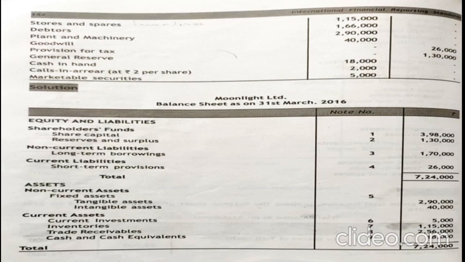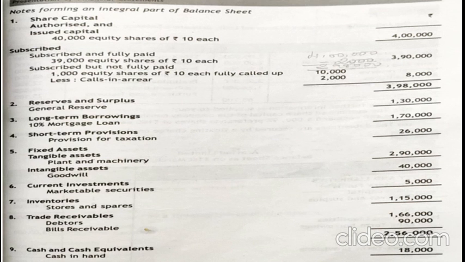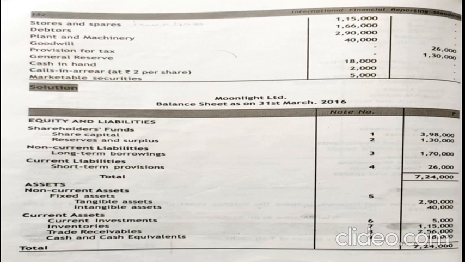Next we have cash and cash equivalents. Cash in hand is 18,000, working note 9. So we are classifying it here, cash and cash equivalents, working note 9, 18,000. When we total up, we are getting 7,24,000, which is equal to your liabilities. So this is the end of this problem.